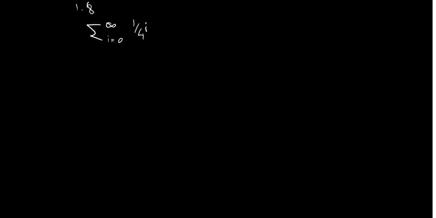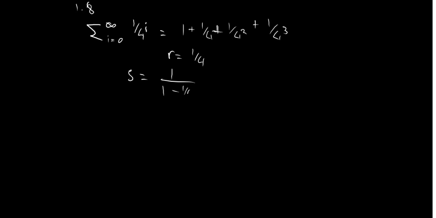We've been taught to evaluate this. This is a simple one. This is 1 plus 1 over 4 plus 1 over 4 squared plus 1 over 4 to the power 3. Here, this one is already in a simple form. We already know that r in this case is 1 over 4, meaning that our summation there is going to be 1 over 1 minus 1 over 4, which is 1 over 3 over 4, which is then 4 over 3. Simple, right?